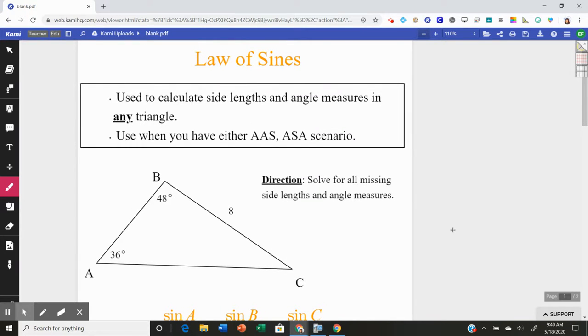Hello, welcome to today's lesson on Law of Sine. So Law of Sine is used to calculate side lengths and angle measures in any triangle.